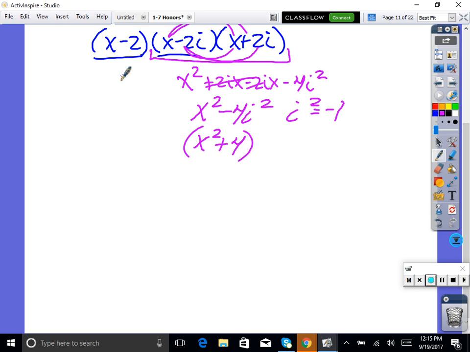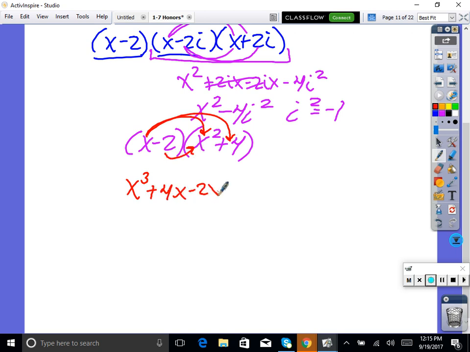So you'd say I have x squared plus 4, and I really have that multiplied to x minus 2. And now it would be good to distribute it all. x times x squared is x cubed. Plus 4x minus 2x squared minus 8. Cool. Rewrite it in standard form. x cubed minus 2x squared plus 4x minus 8.